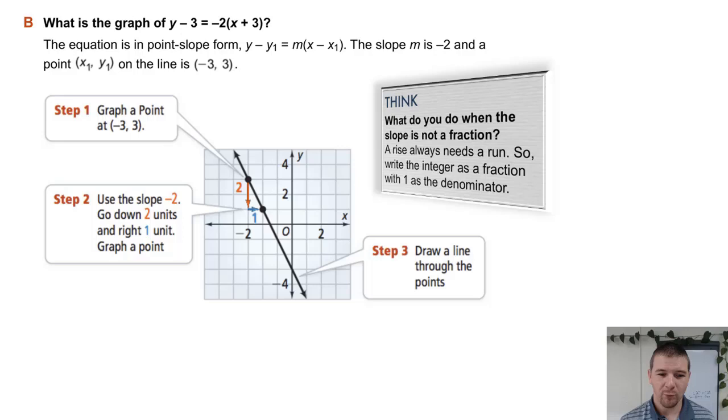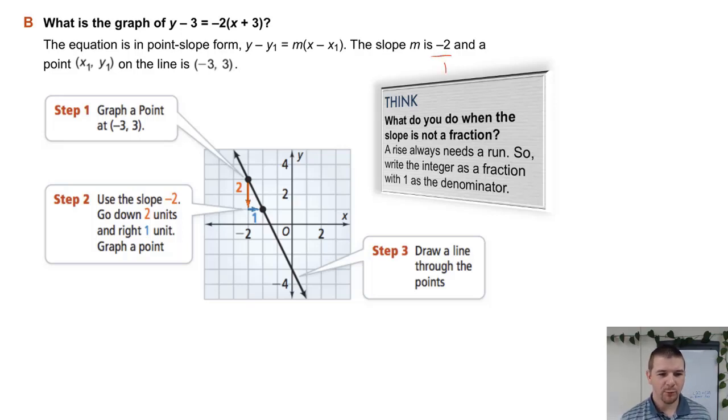B, what is the graph of y - 3 = -2(x + 3)? So first we identify the form. This one's not in slope-intercept form, but it is in point-slope form. So remember, point-slope form helps us pick out the slope easily and also a particular point on the line. So our slope, the value for m, is negative 2, which remember we can think of as negative 2 over 1.